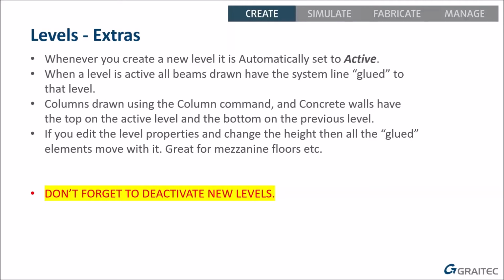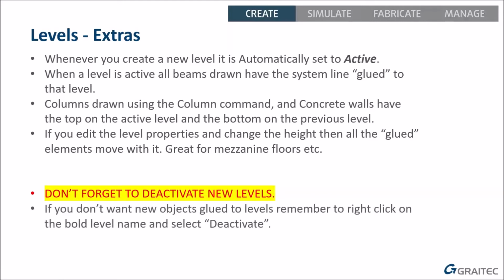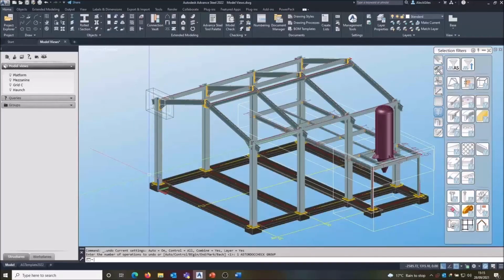Really important, don't forget to deactivate a new level, otherwise everything you draw will be locked to that new level. So when you create a new level, as I said, it will be active. So everything you draw, no matter what snap points you lock onto, will be drawn on that level. But that's fine when you want that, but obviously it's not going to be that for the rest of your life. So you can deactivate the level, just turn off that function, then everything you draw will go wherever you like, not lock into the level. And I'll show you that as well. So again, let's have a look at that in action.